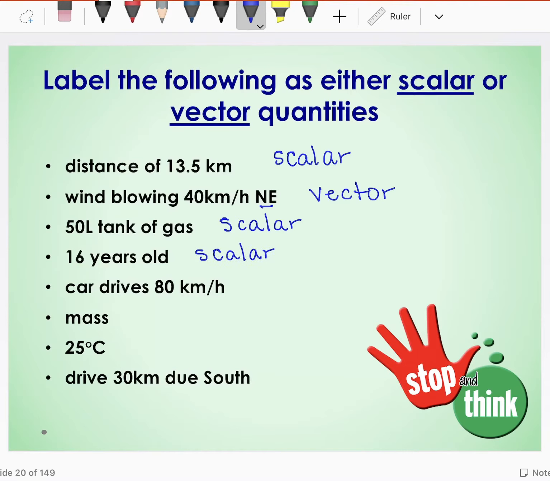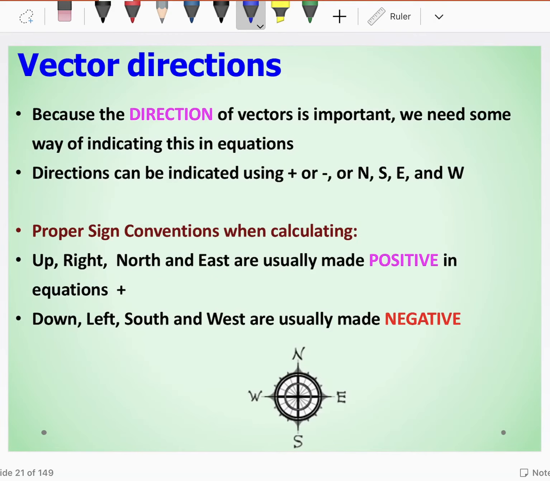Car drives 80 kilometers per hour. That's a speed, scalar. Any mass is always scalar, so if we're talking about grams, kilograms, pounds. 25 degrees Celsius, temperature, scalar. And driving 30 kilometers due south, vector. Even though it's written in words there, it still has direction. So that's just a term you'll have to be familiar with as we move through.